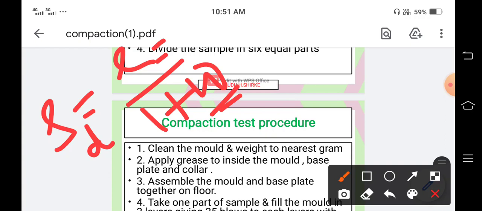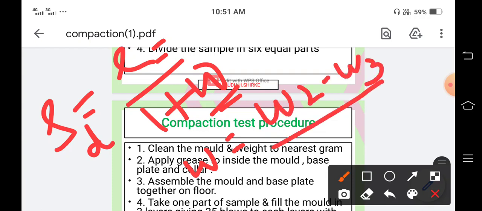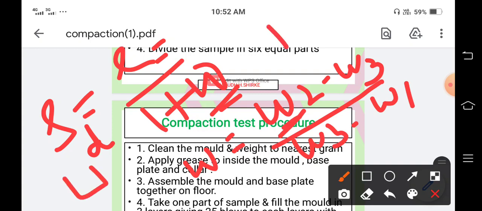So how do we determine the water content? We know the water content formula, that is w equal to W2 minus W3 upon W3 minus W1. Where W1 is the empty weight of the container. Suppose the container is a simple container or simple pan. So we are taking initially the empty weight, that is W1.